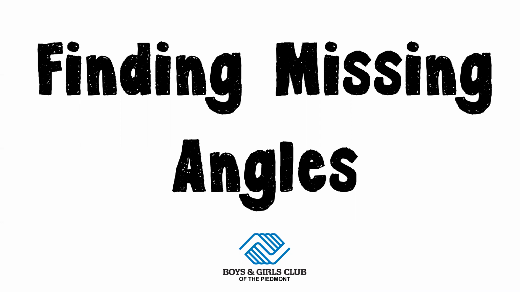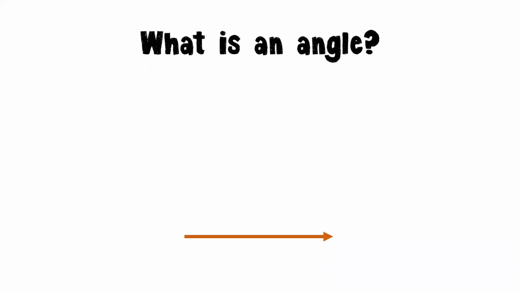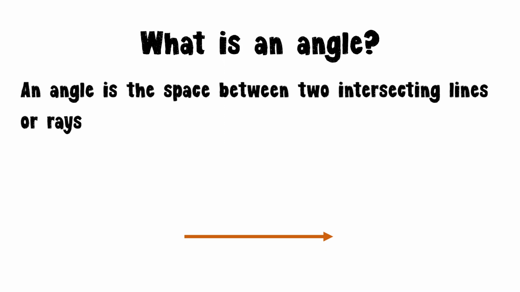Today we're going to be learning how to find missing angles. What is an angle? Down here you can see an orange line. You see the line that has an arrow pointing, that's a line. And an angle is a space between two intersecting lines or rays. So here we have the blue line or ray, and then we have the orange line or ray, and the area right between it is called the angle.